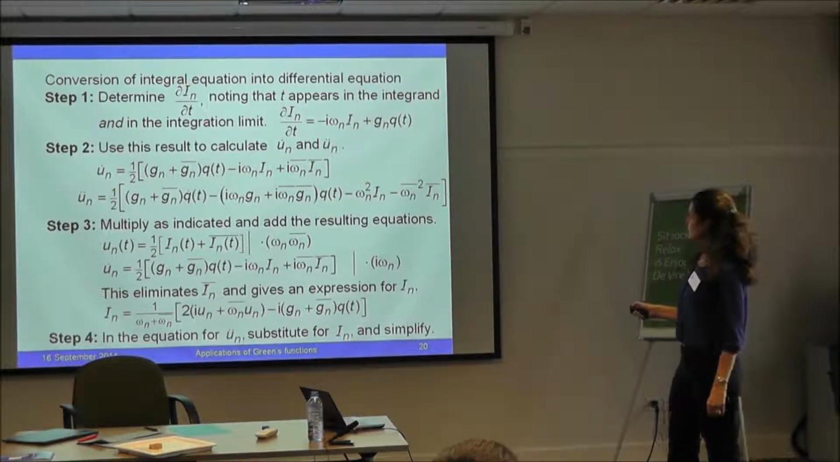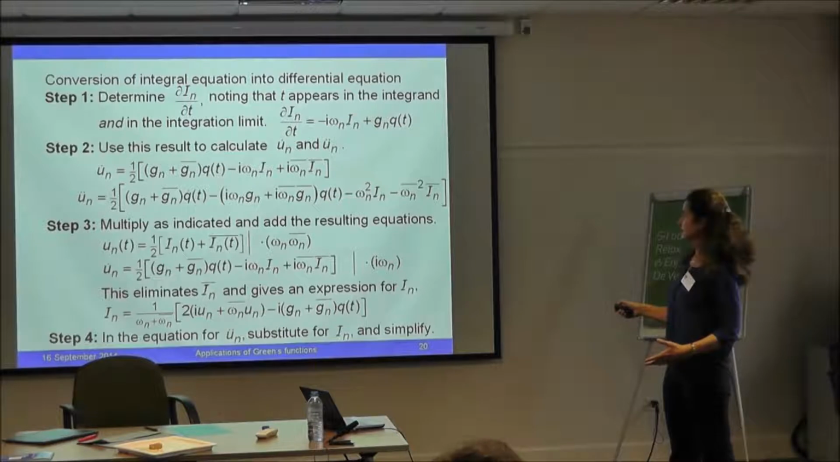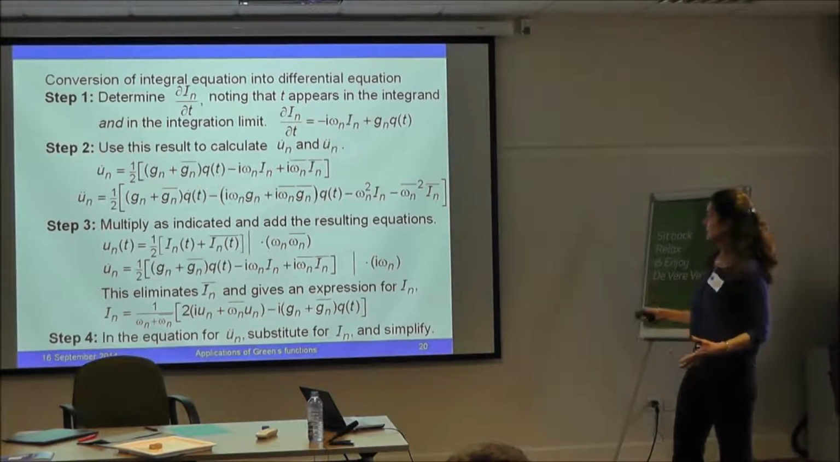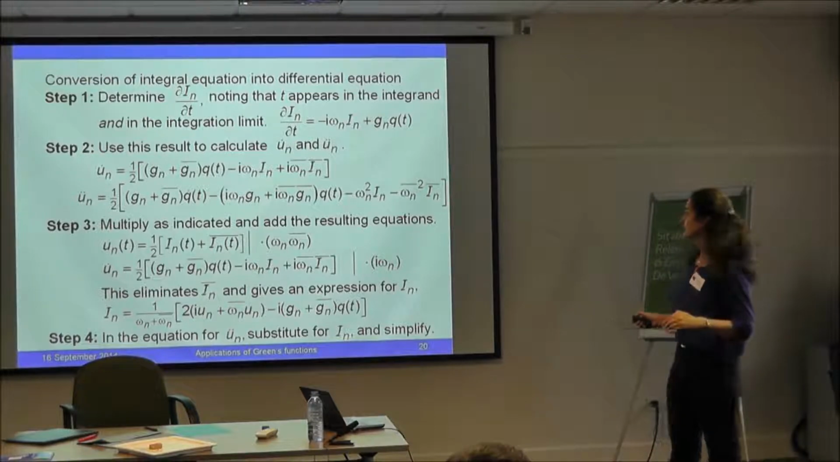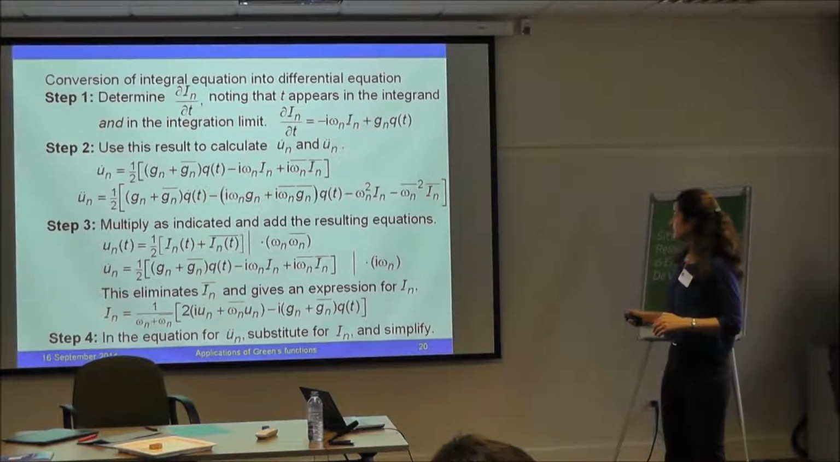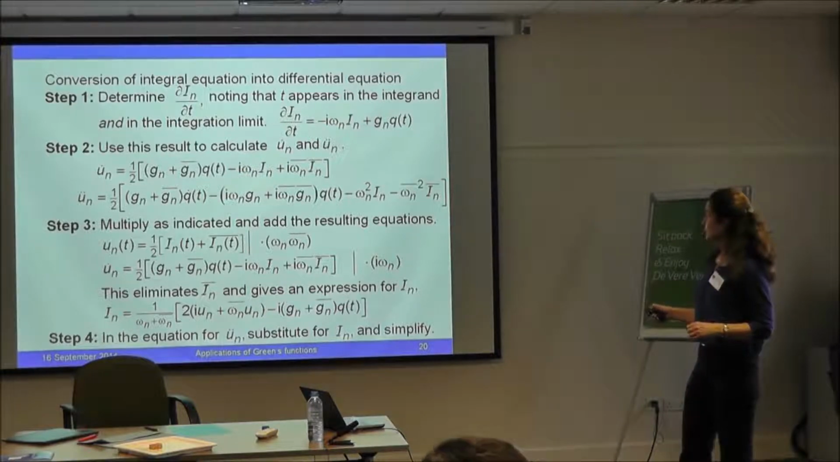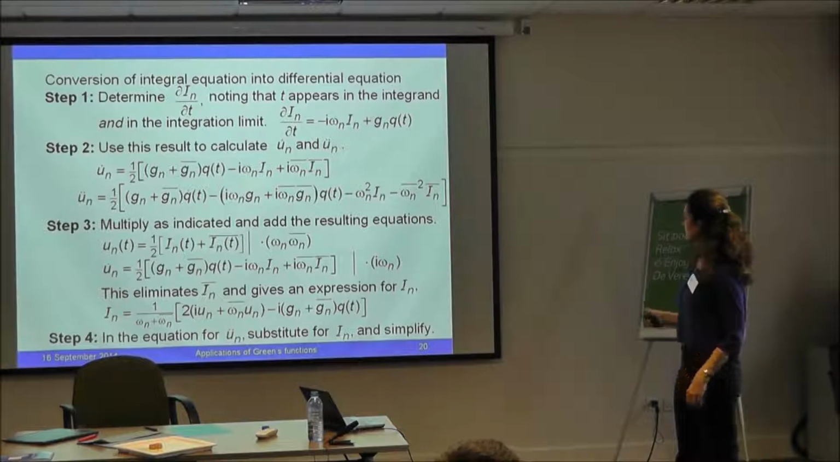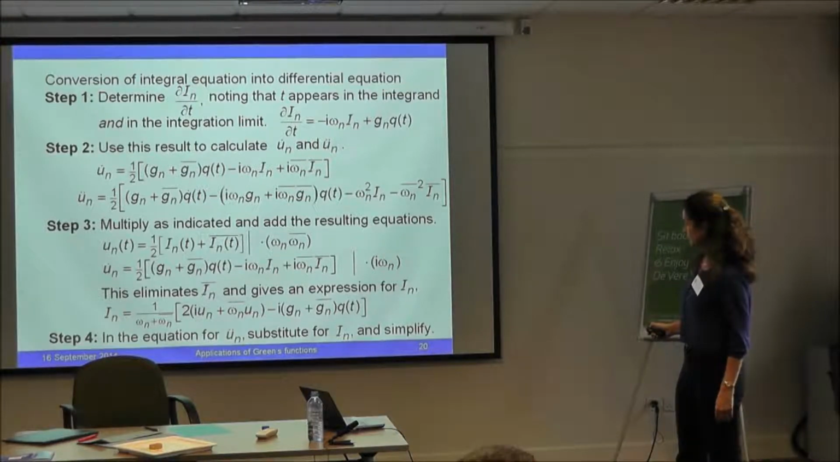In the first step, you determine the time derivative of this integral that we've defined, noting that the time appears not just in the integrand but also in the integration limit, and you get this result. Then you use this result to calculate the first and second time derivative of un, which look like this. The overbars denote complex conjugate.